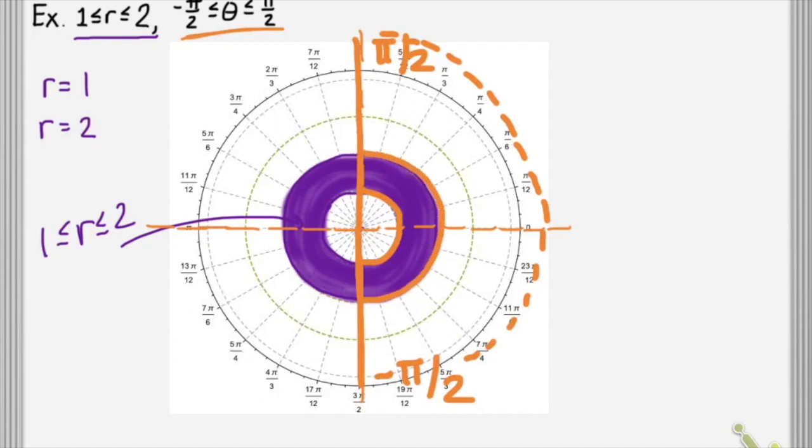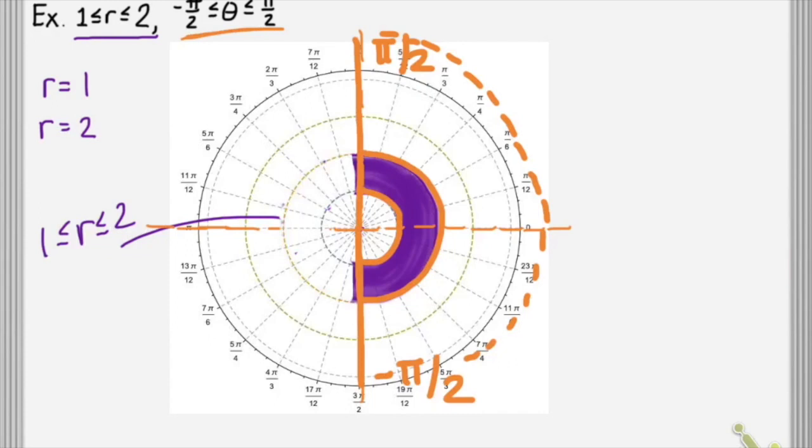So what I really want for this whole picture is to cut off that left side of that ring and focus strictly on the right-hand side. So my final picture, which I might draw in some color other than what we've already written up here.